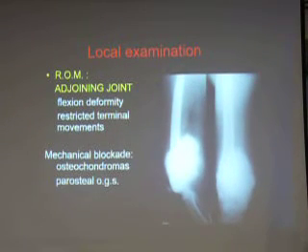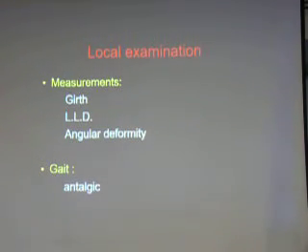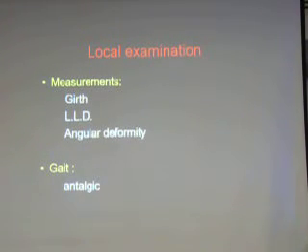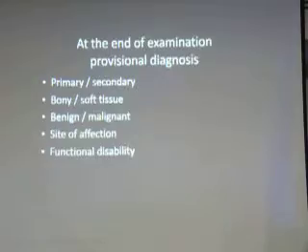Obviously, we follow the same protocol of inspection, palpation, examination of the range of movement, and we go on to the measurements: look for the girth, look for the limb length discrepancy, the angular deformity, and also make a note of the gait that the patient is having.